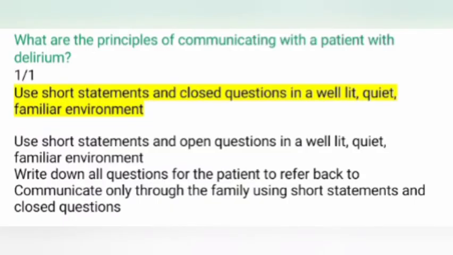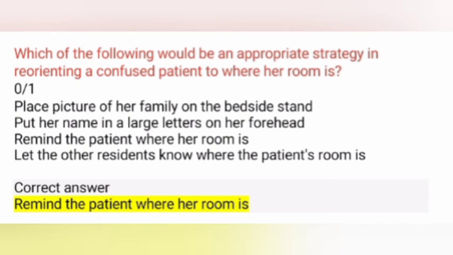Next question. What are the principles of communicating with a patient with delirium? Options are, use short statements and closed questions in a calm, quiet, familiar environment. Use short statements and open questions in a calm, quiet, familiar environment. Write down all questions for the patient to refer back to. Communicate only through the family using short statements and closed questions. The correct answer is use short statements and closed questions in a calm, quiet, familiar environment.